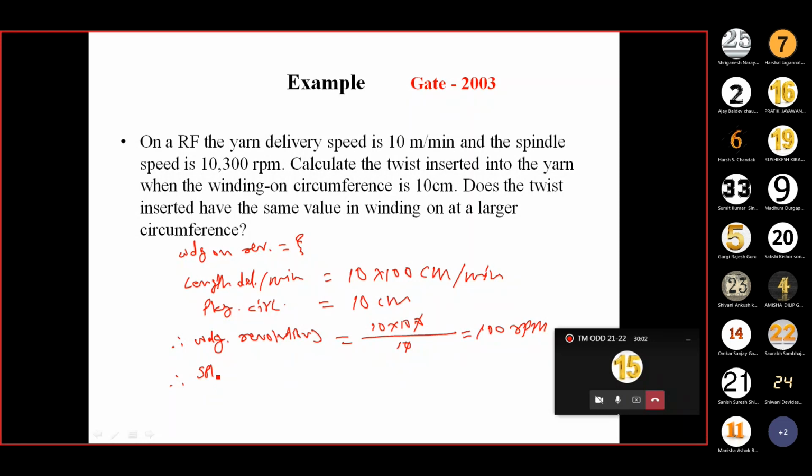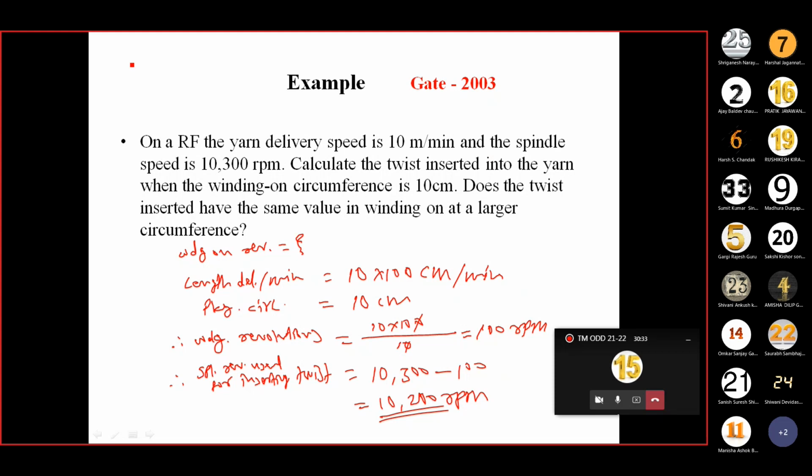So what we can write here: spindle revolutions used for inserting twist is equal to 10,300 minus 100. It will be 10,200 RPM. Okay, now this value we can take as the spindle RPM.